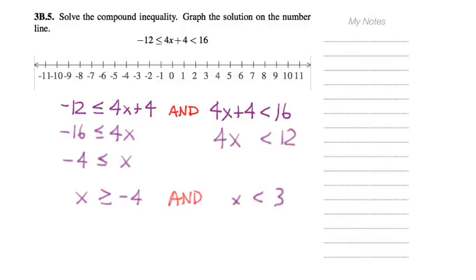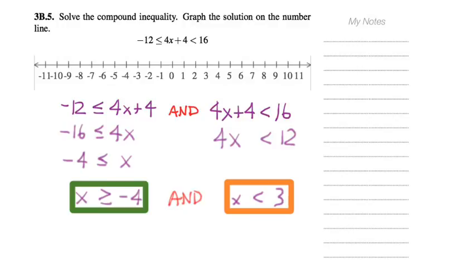So as always, I'm just going to graph each one of those separately, and then use the and to connect them together, join them together into a single answer. So if x is greater than or equal to -4, I'll put a solid circle at -4 and then shade everything to the right. For the orange inequality here, x is less than 3, I'll place an orange dot at 3, but with an open circle.